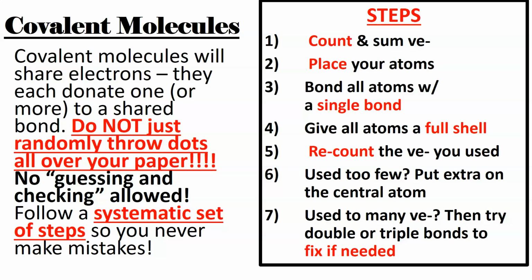So one of the things I do highly suggest is that you use pencil, because part of these steps that we're going to use is going to require that we go back and we make some changes to our first attempt sometimes. And so you do need to use pencil for that, okay? So step 1, count and sum your valence electrons. That's straightforward. Use your periodic table, add them all together, okay?